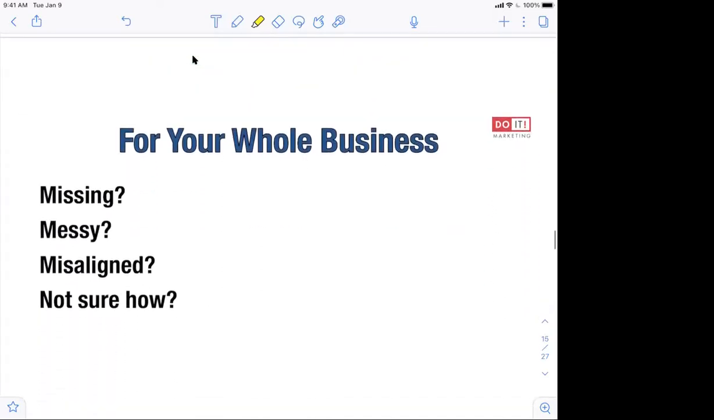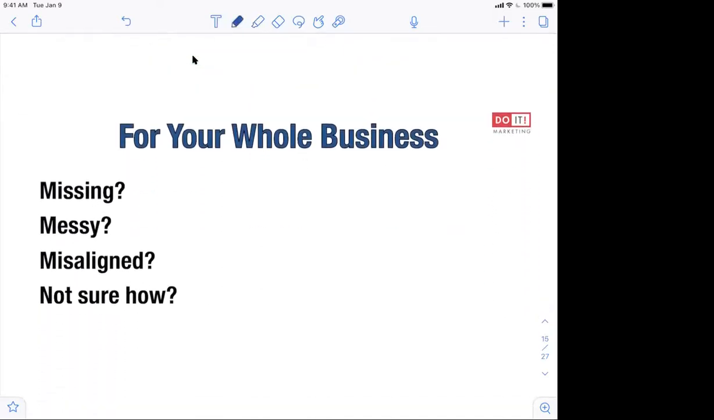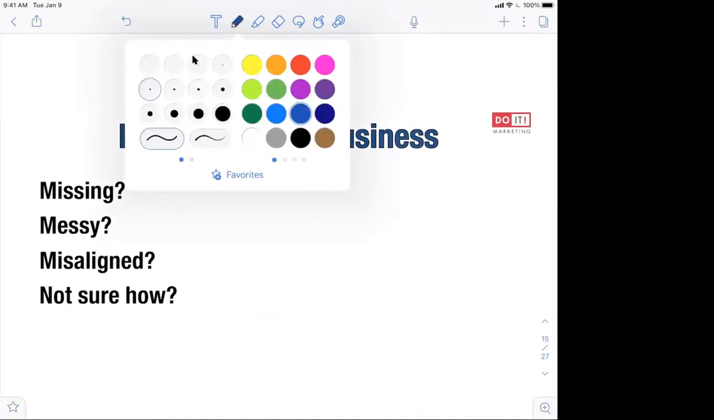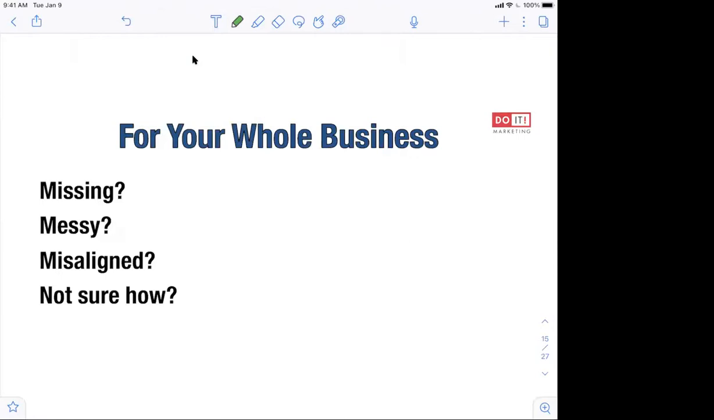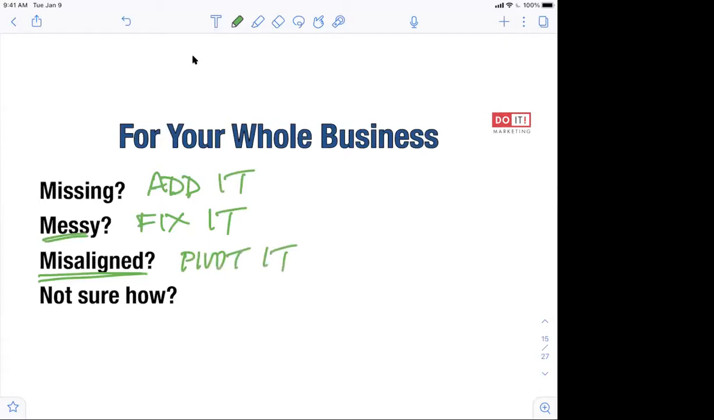Now, for your whole business, anything that we talked about today, I've got some invitations for you. If something out of these 9 accelerators is missing, I encourage you to add it. If something is messy, fix it, clean it up. If something feels misaligned, where you're doing it, but the puzzle piece isn't quite clicking into place, I invite you to pivot it. Pivot it, flex it, move it to where it needs to be.